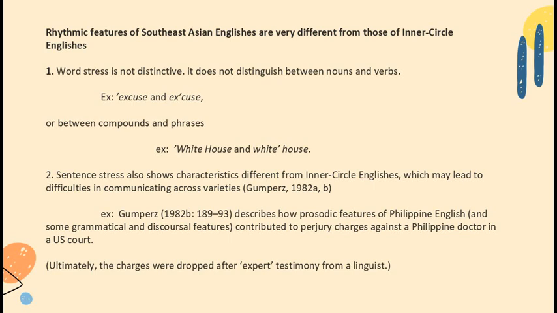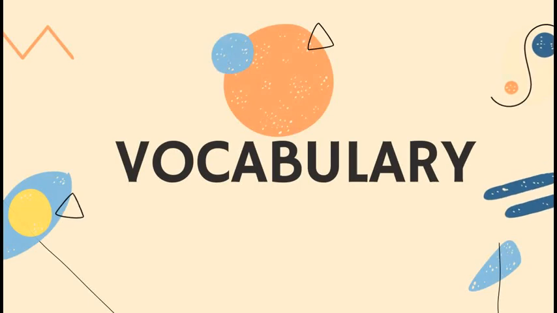Rhythmic features of Southeast Asian Englishes are very different from those of inner circle Englishes. First, word stress is not distinctive. It does not distinguish between nouns and verbs, for example excuse and excuse, or between compounds and phrases. Second, sentence stress also shows characteristics different from inner circle Englishes, which may lead to difficulties in communicating across varieties.